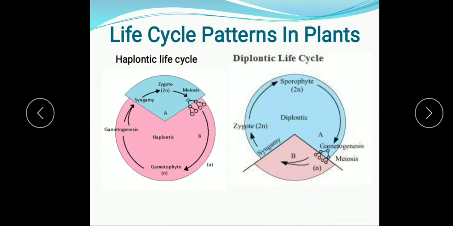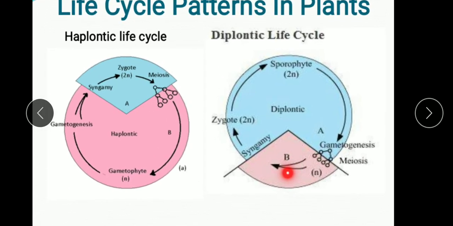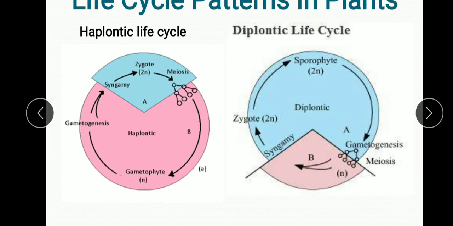Then the diplontic life cycle is there. Before that, I'll tell you about the examples of the haplontic life cycle, in which it is found. Many algae like Volvox, Spirogyra, and some species of Chlamydomonas show the haplontic life cycle. The diplontic life cycle is the reverse of the haplontic life cycle.